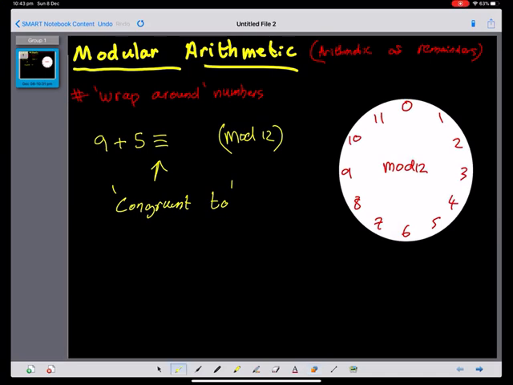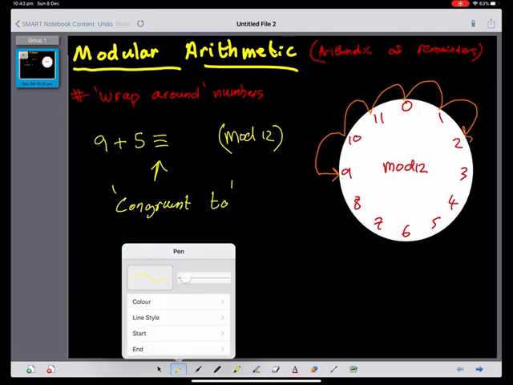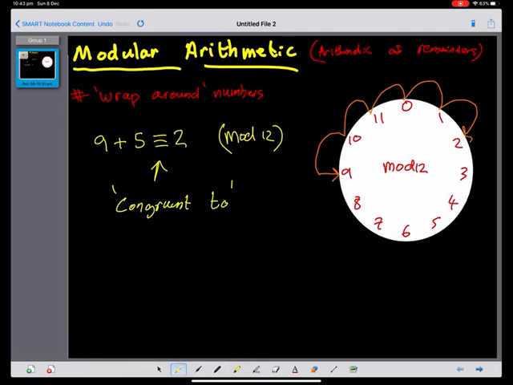Okay, so let's look at these wraparound numbers. So we start at 9 and we move in 5 spaces. 1, 2, 3, 4, 5, and we arrive at 2. Now, 9 plus 5 gives 14. On division by 12, you get a remainder of 2. Mod 12. That's another way at looking at it.